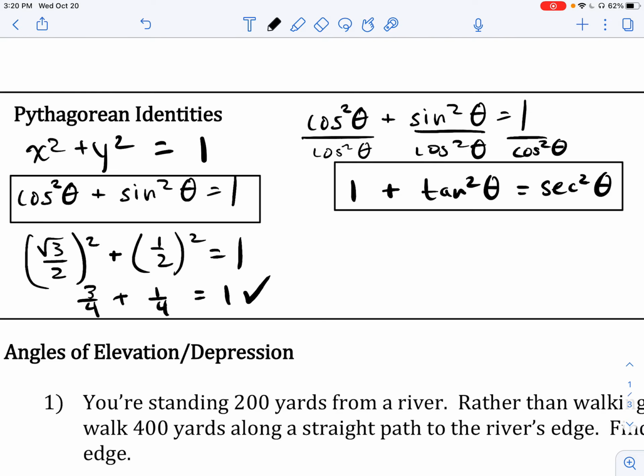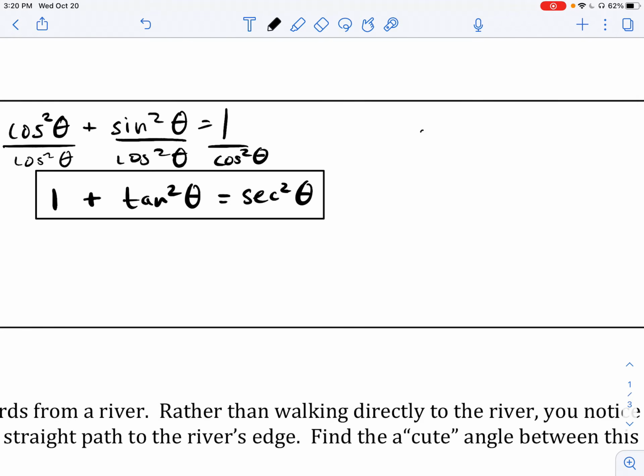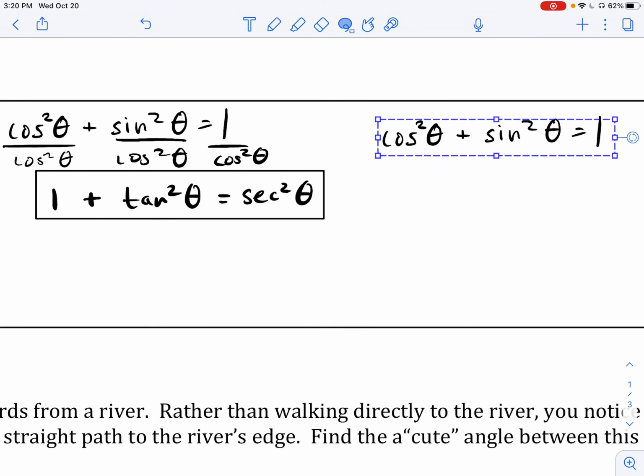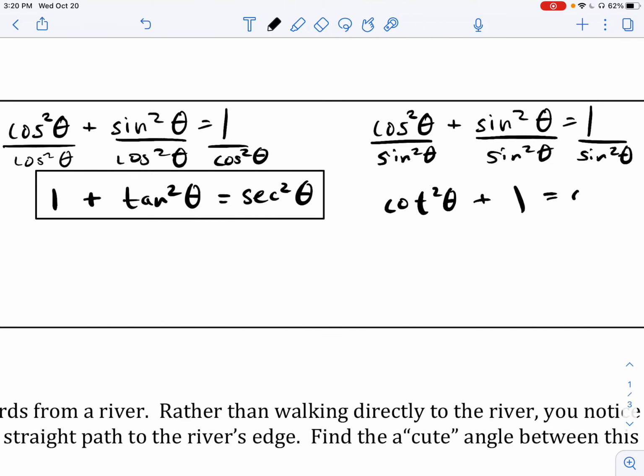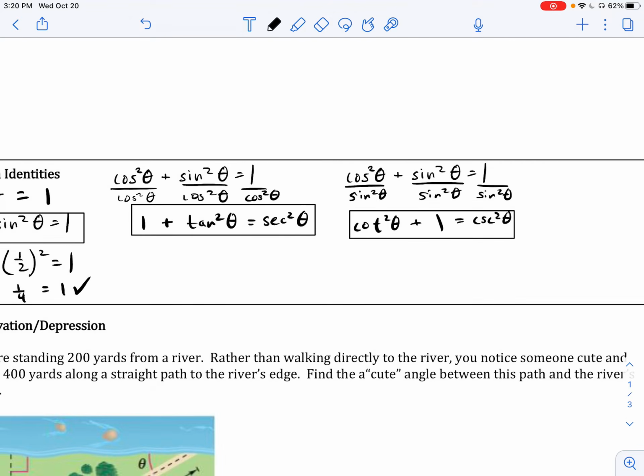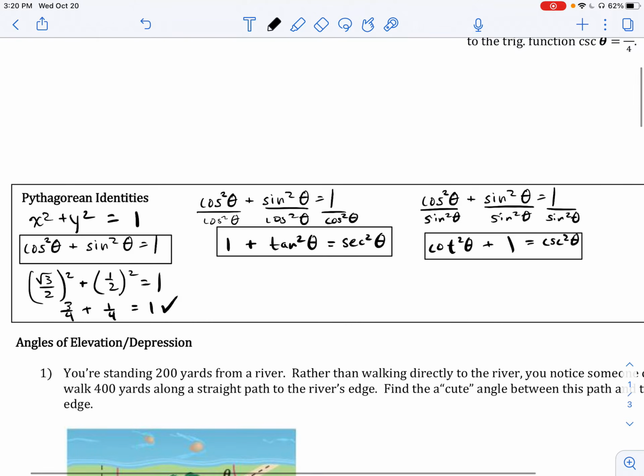And the last version is if I were to take that same Pythagorean identity we've been working with, and this time divide everything by sine squared theta, well, this is going to give me cotangent squared theta, just the reciprocal of tangent. Sine squared theta divided by itself is 1, and 1 over sine squared theta is cosecant squared theta. So here are the three Pythagorean identities for trigonometric functions.